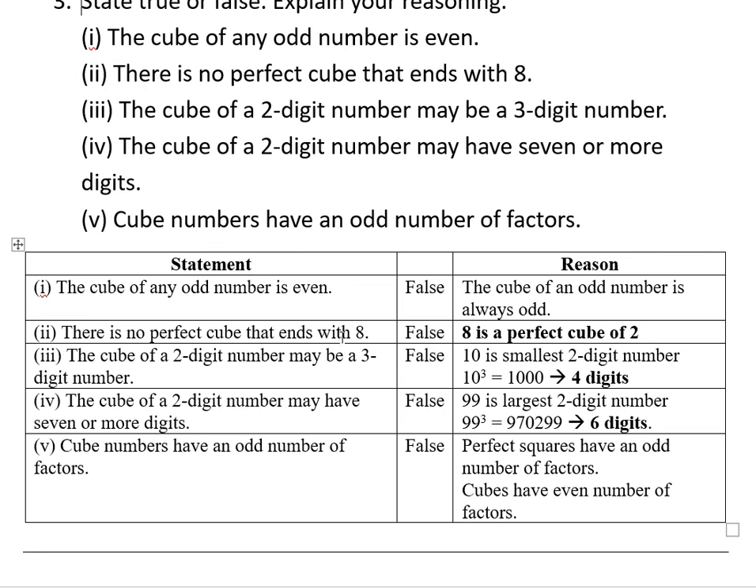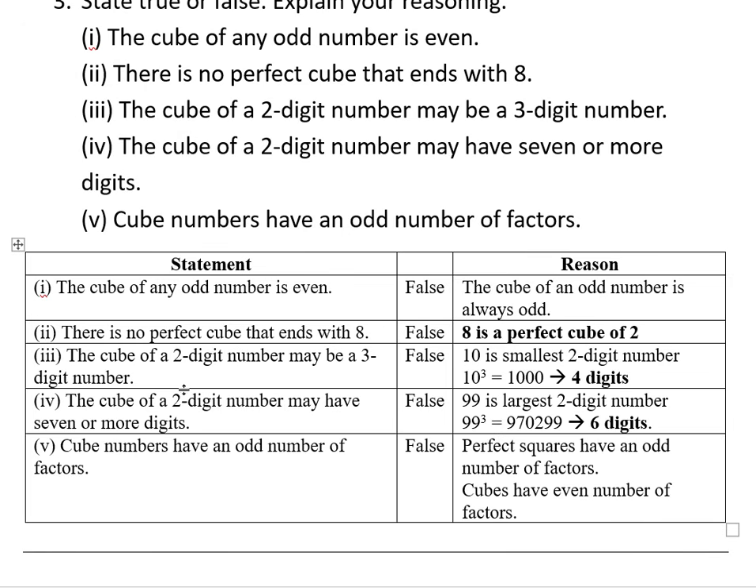So in this case, let's take a look. 8 is a perfect cube of 2. So this answer is false because we have 8 for the cube of 2. The third is the cube of a 2-digit number may be a 3-digit number.